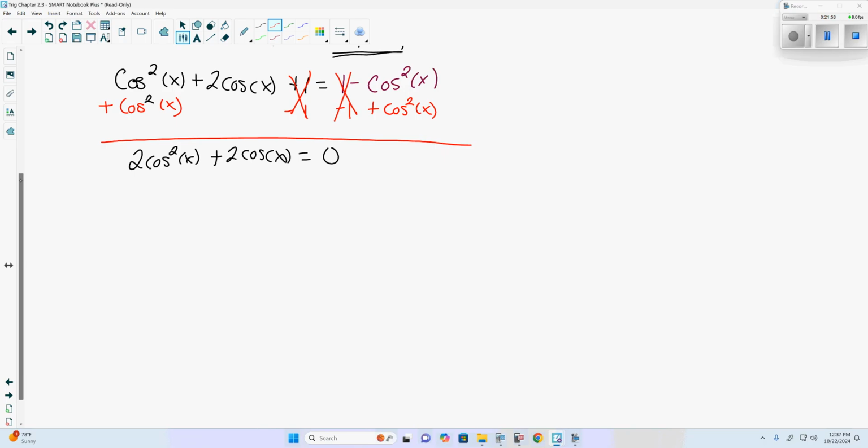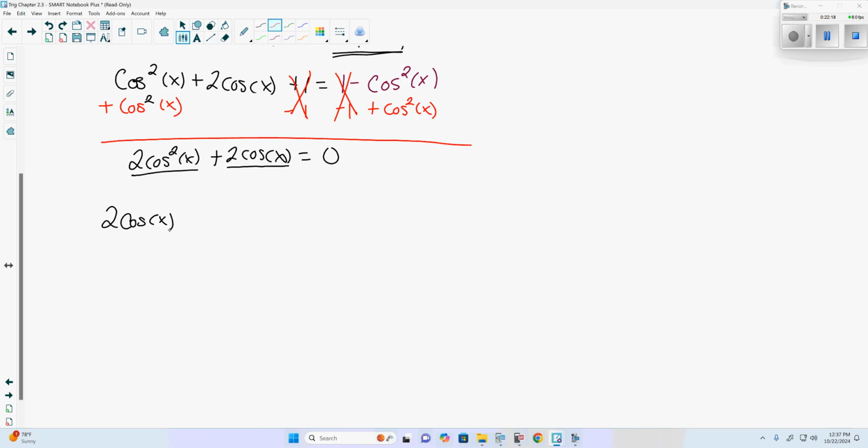Now we can solve this by factoring. Always first step, is there a greatest common factor between our terms? Well, both of these have something in common. So we have 2 and cosine of x, because 2 cosine squared, 2 cosine, they both have the 2 in common, yes?